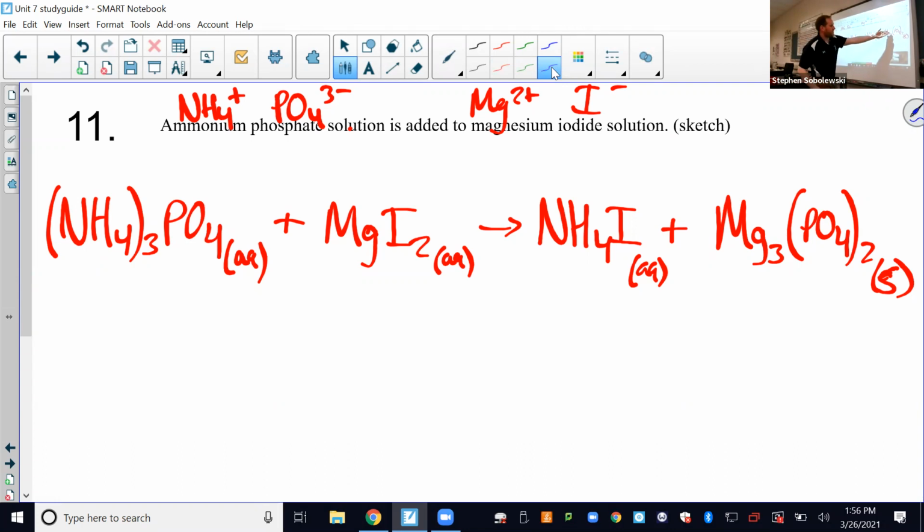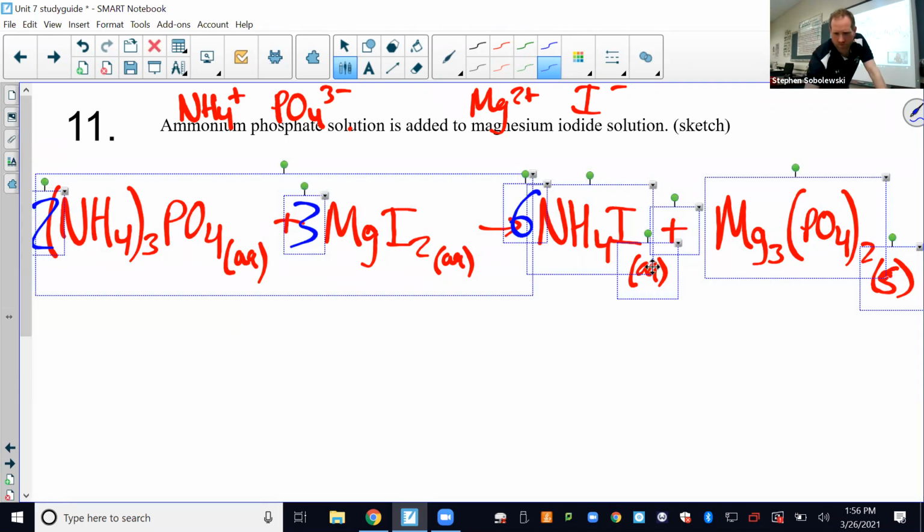Let's see, there's my biggest term at the end. So I'm going to go 3 magnesium, 3 magnesium. That's 6 iodine, 6 iodine. That's 6 ammoniums, 6 ammoniums, 2 phosphate, 2 phosphate. Right, now we just have to sketch this. Let me shift this up a little bit. See if I can grab all that at once.